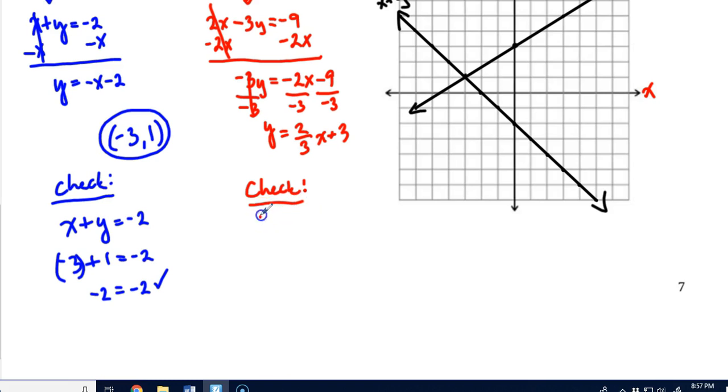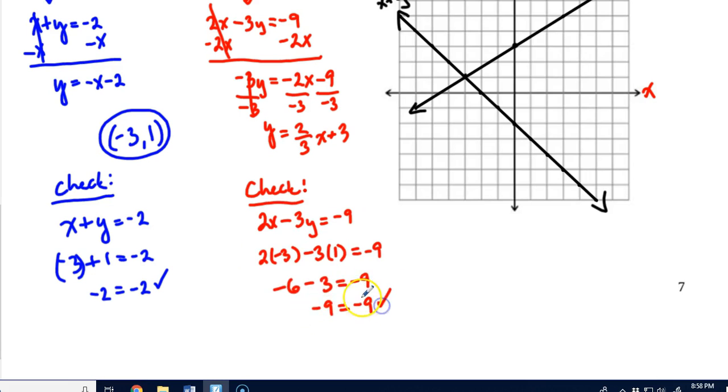Okay, so hopefully you took time to do that one. I'm going to show the original equation here. Nice, and it all checks out.